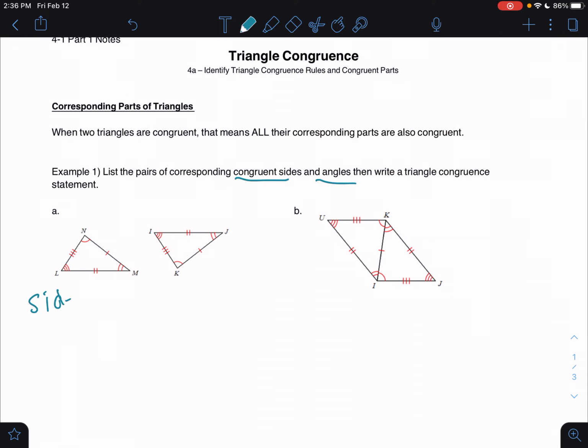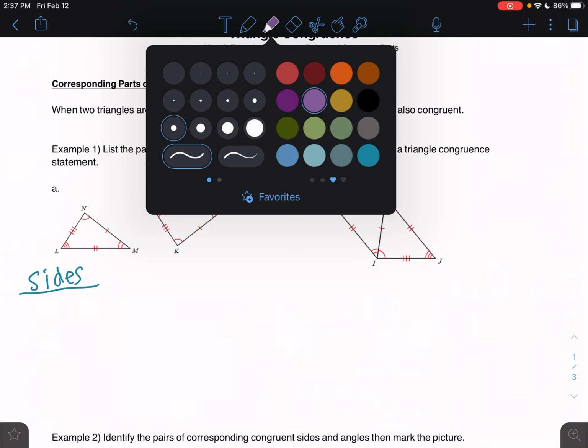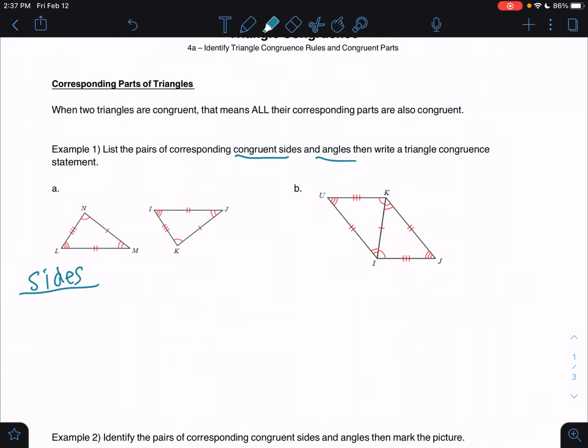So let's start with sides. So I know that the side with one tick mark on this triangle is congruent to the side with one tick mark on this triangle. So I know that side NM is congruent, and that is our congruent symbol. If you forgot, it's like the equal sign with a little squiggly on top. So side NM is congruent to what?